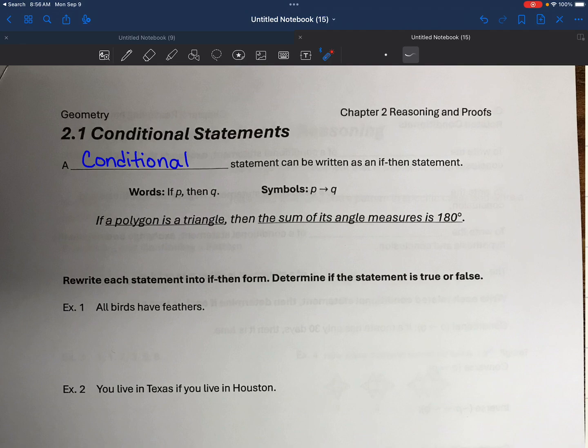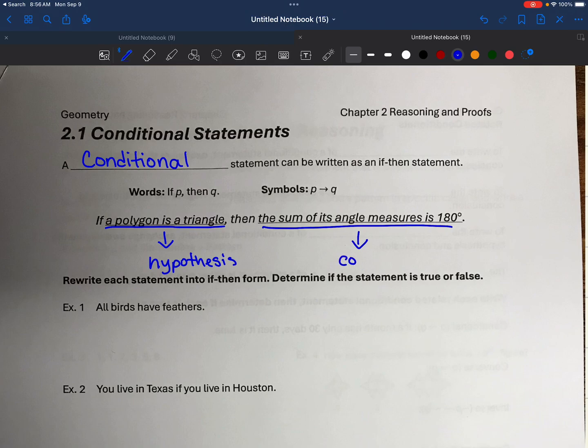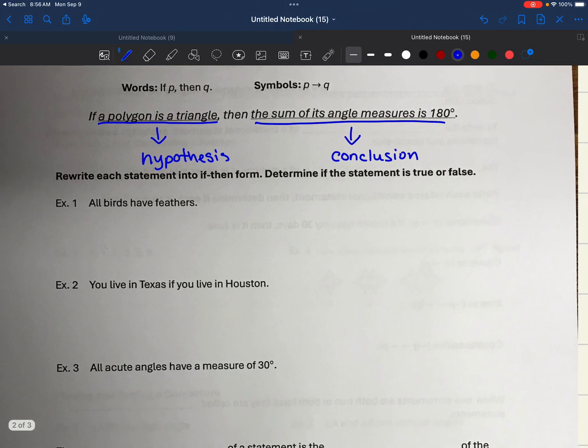Okay? So the first example says, if a polygon is a triangle, then the sum of its angle measures is 180. So the first part, this underlined part here, that says if a polygon is a triangle, that would be our hypothesis. Okay? And what do you know about when we talk about a hypothesis? Then you have to have a what? Conclusion. So what part of this would be our conclusion? 180. Yeah. The sum of the angles is 180, that would be our conclusion.